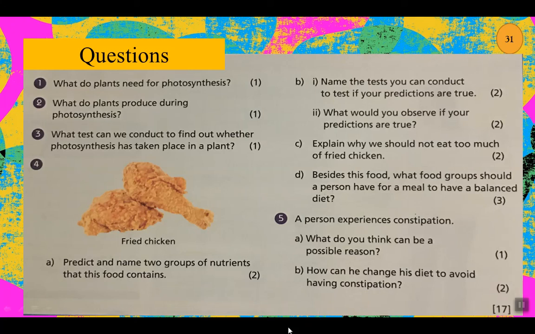So as we have come to the end of the lesson, we'll summarize the lesson. We explained how plants need carbon dioxide, water and light for the photosynthesis process. We identified the constituents of a balanced diet and the functions of various nutrients. We understood the relationship between diet and fitness, and we understood the effects of nutritional deficiencies as well.